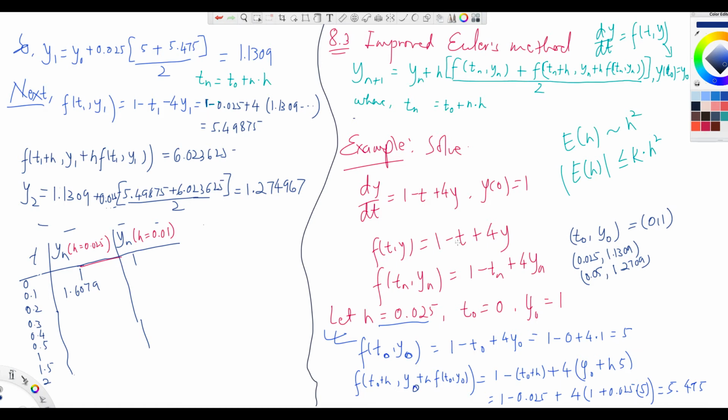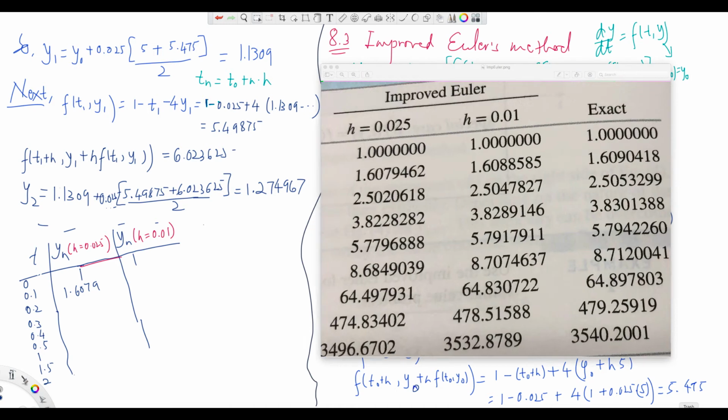So I am not recording all those values. I am recording only for 0, 0.1. 0.1 will be 2 steps after this, right? Because the next one will be 0.075, and then you will get 0.1 after that. So I am recording only that value on the table, not all these values. I am skipping those values and recording just that on the table. Okay, let me show you that table.